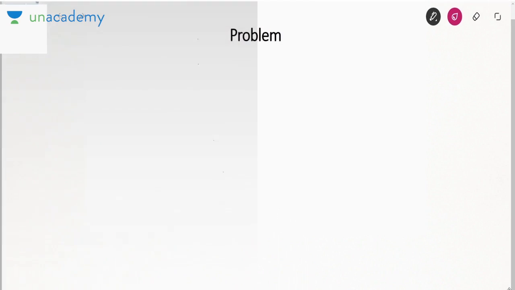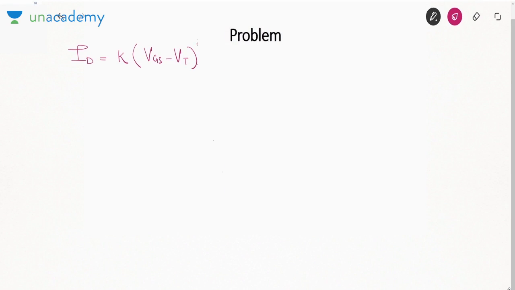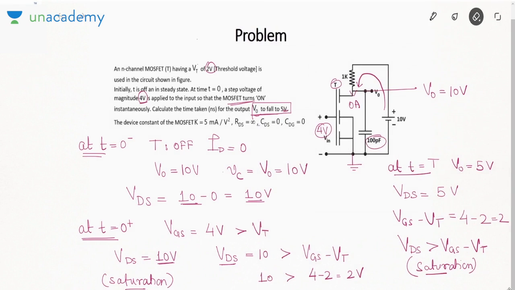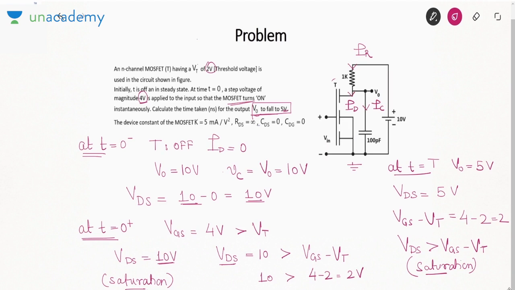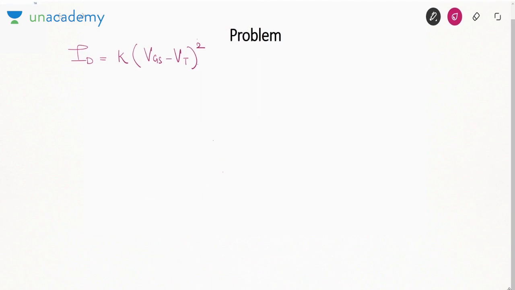Now once I know it will stay in saturation, I can say that the drain current is K times (VGS minus VT) whole square. Let me remove these values. There is one current, the resistor current IR. This current is, suppose, IC. This current is the drain current ID. So by applying KCL, ID is IR minus IC, which is K (VGS minus VT) whole square.